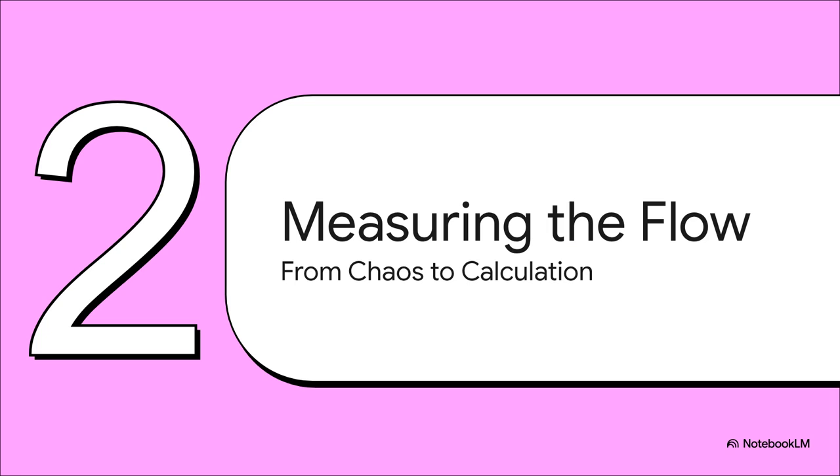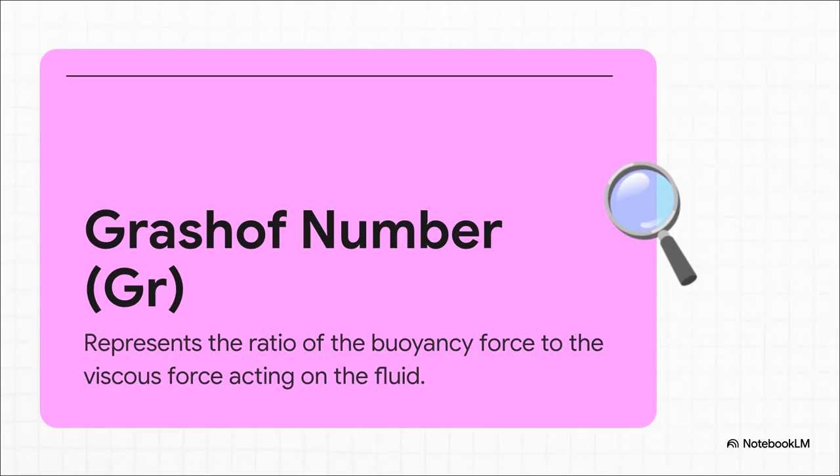So this invisible dance of air probably seems a little random, maybe even chaotic. But here's the cool part. What looks like chaos can actually be predicted and calculated. Engineers have figured out how to turn this natural phenomenon into a science we can actually use. So how do they do it? Well, one of the key tools is a special value called the Grashof number.